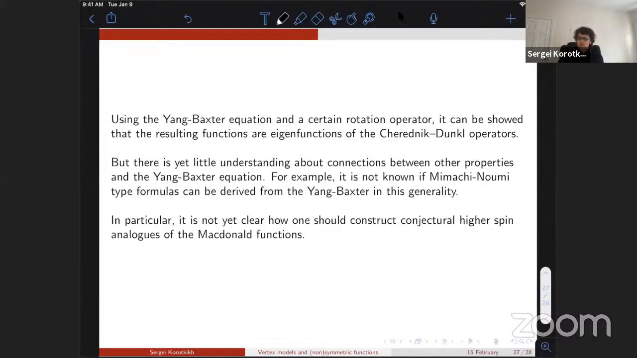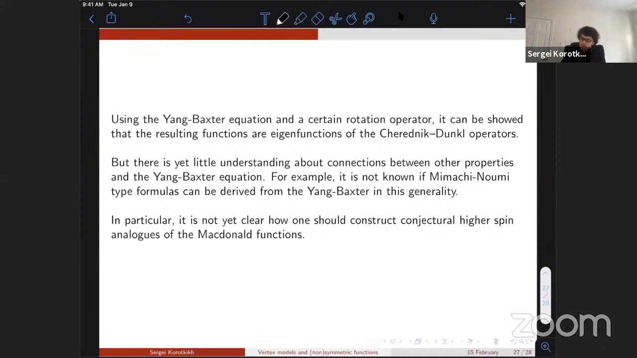And in particular, that's why I did not describe any spin analogs of Macdonald functions, because one can try to construct them, but there is no proof of the fact that the resulting conjectural spin deformation of Macdonald functions satisfies some good identities, like Mimachi-Noumi type formulas or Cauchy identities or some other nice properties we should expect from symmetric or non-symmetric functions. That's why this model is interesting and at the same time somehow mysterious, and it's yet unknown what to do with it and how this can be extended to produce something new.